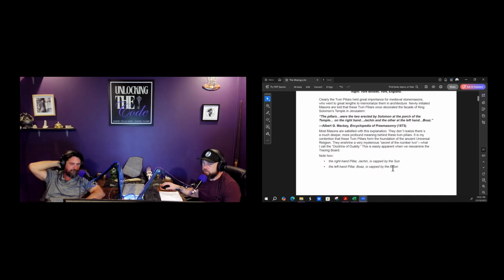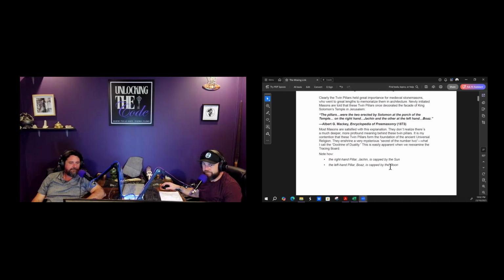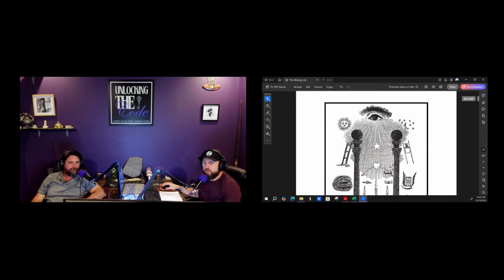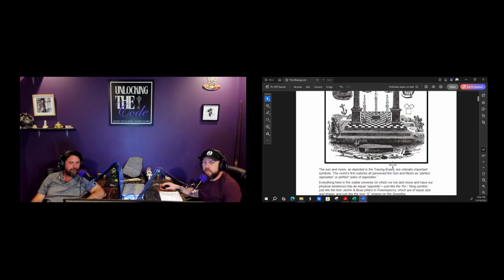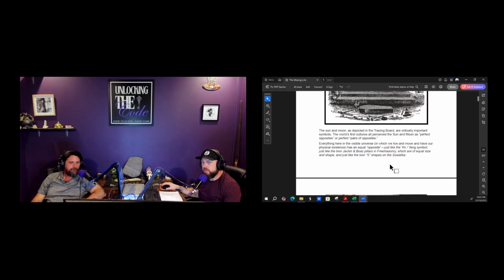Note how the right hand pillar, Jachin, is capped by the sun, the left hand pillar, Boaz, is capped by the moon. Now, traditionally, the sun is the masculine and the moon is the feminine. Correct. There's a much more detailed picture of the tracing board for those watching at home. The sun and the moon, as depicted in the tracing board, are critically important symbols. The world's first cultures all perceived the sun and the moon as perfect pairs of opposites.